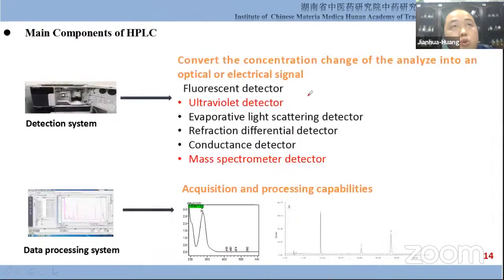Okay, the last 2 components of the HPLC method are the detection system and the data processing system. These 2 systems work together because they convert the concentration changes of the analyte into optical and electrical signals. Normally we have a workstation to process this data.